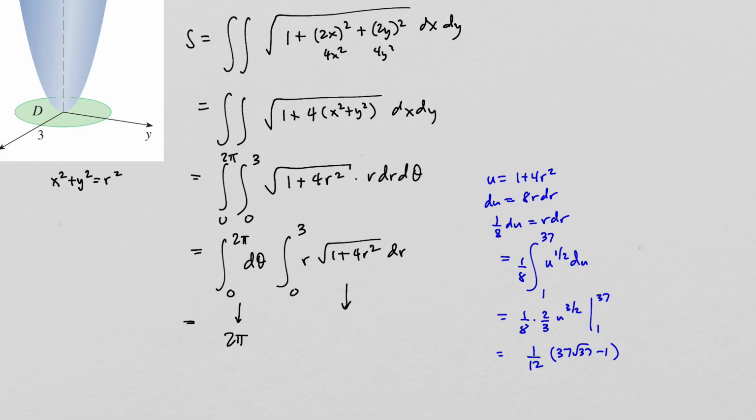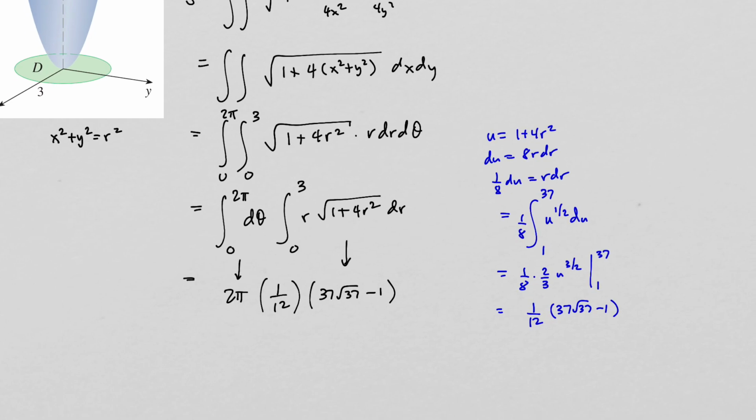So we have 2 pi, and that's going to be multiplied by 1/12 multiplied by 37 radical 37 minus 1. And we can simplify that just a little bit more. We could say this is pi over 6 times (37 radical 37 minus 1).